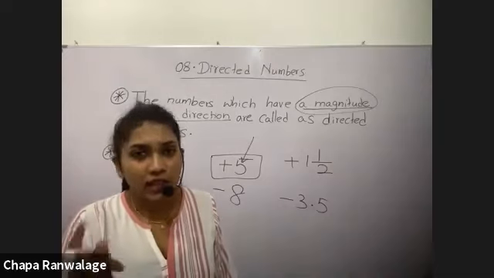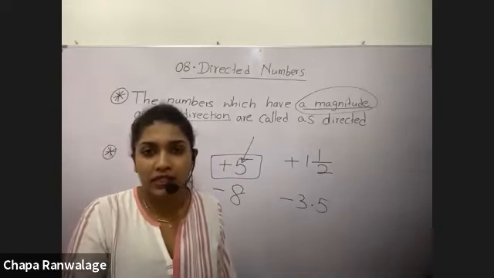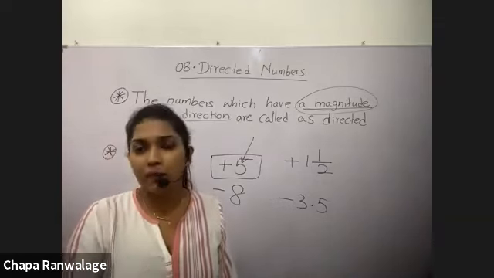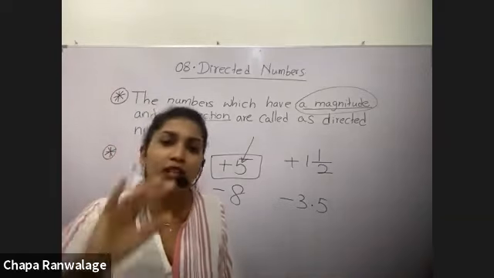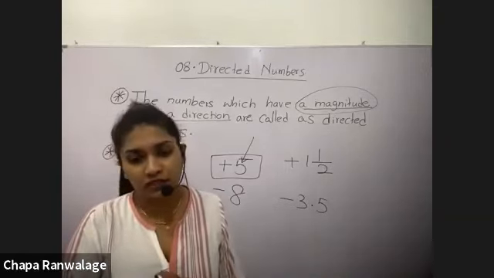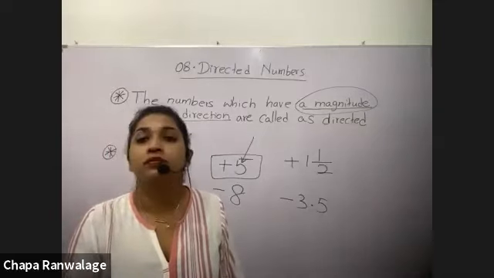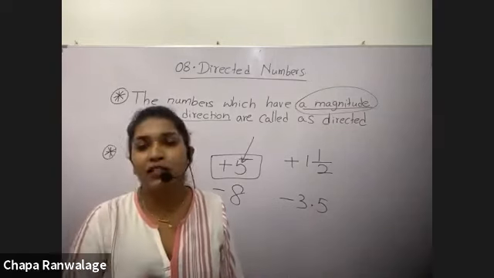The magnitude is represented by a number. Got it? And what about the direction? How can we represent the direction?